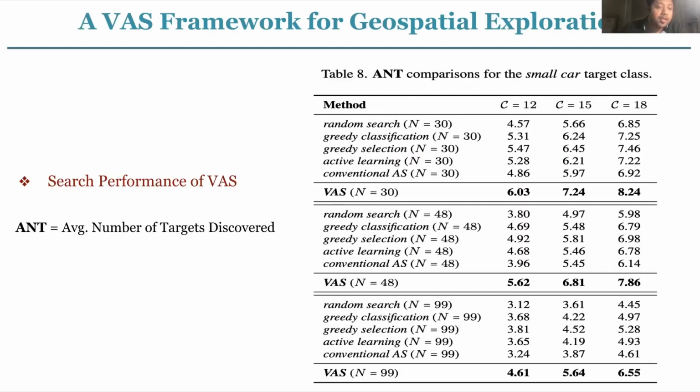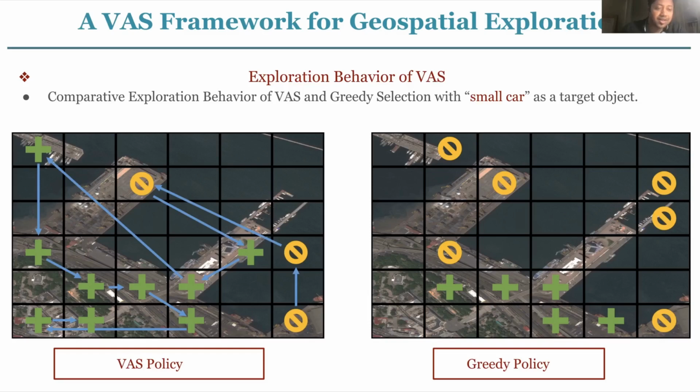We compare the search performance of our proposed method with the baseline in terms of ANT, which is the average number of targets discovered across the search task. In this table, C denotes the search budget, N represents the number of grid cells for the corresponding search task. We observe significant improvement in performance compared to the baseline across different experimental settings.